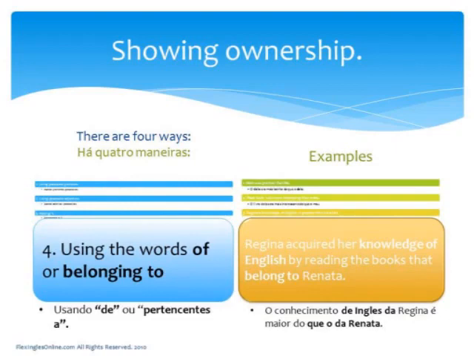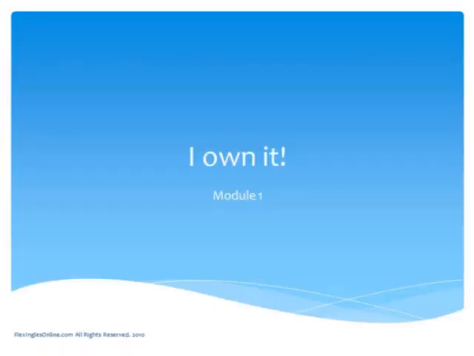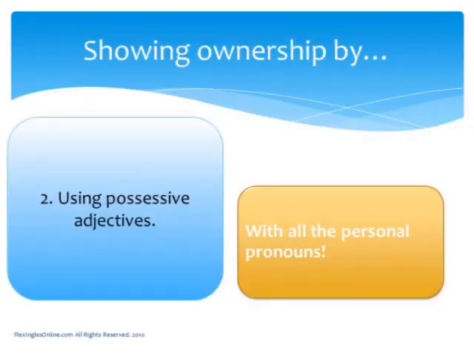4. Using the words of or belonging to. For example, Hegina acquired her knowledge of English by reading the books that belong to Hinata. So in this I Own It Module 1, we're going to cover the possessive adjectives for all the personal pronouns. Let's get started.